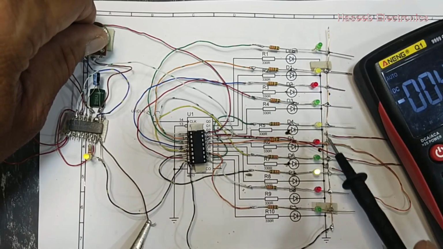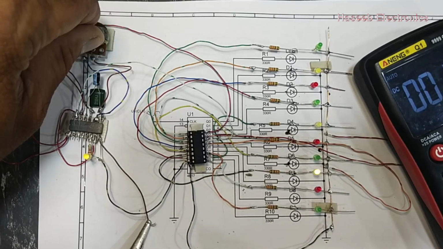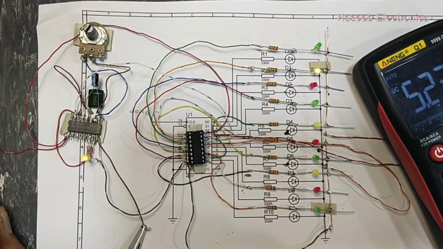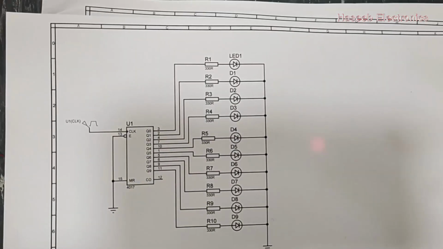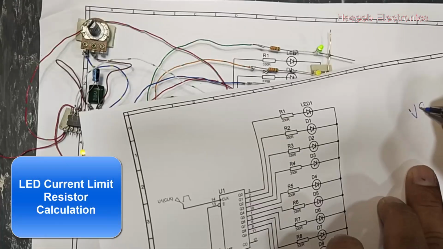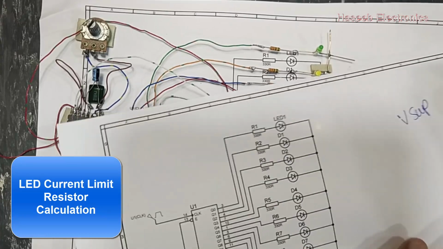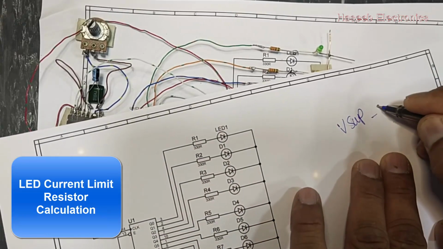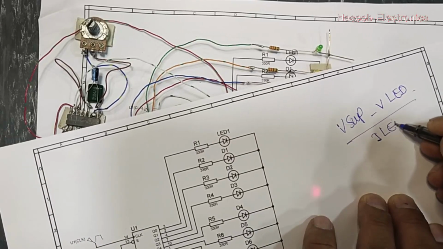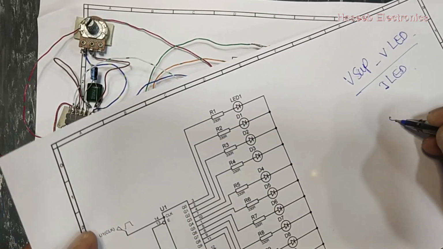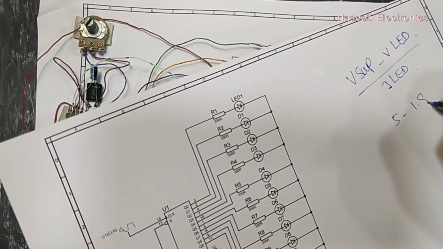Each cycle will cause the output stage to shuffle. I applied 5.2 volt. If you want to apply some voltage other than this, you can go up to 10 volt, 15 volt. The resistor is calculated as supply voltage minus VLED divided by ILED. I am using 5 volts, so 5 minus 1.8.